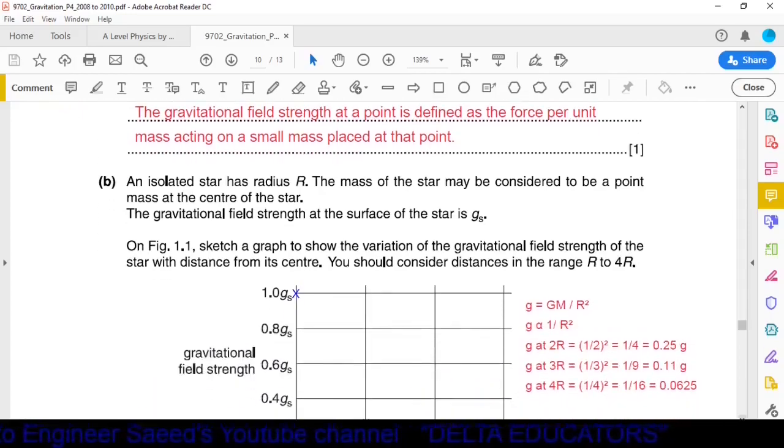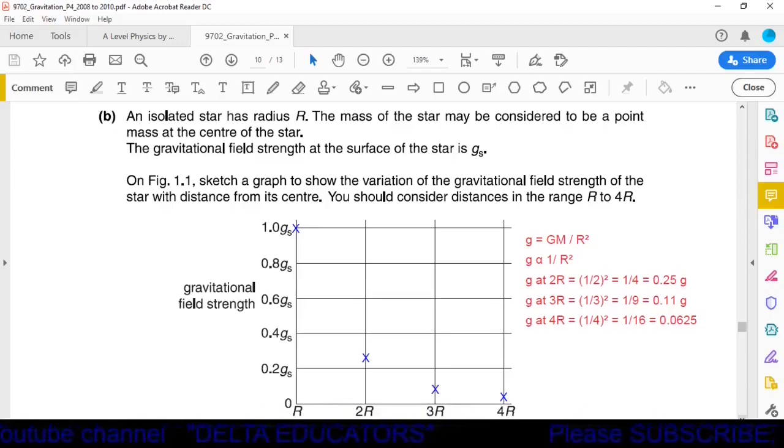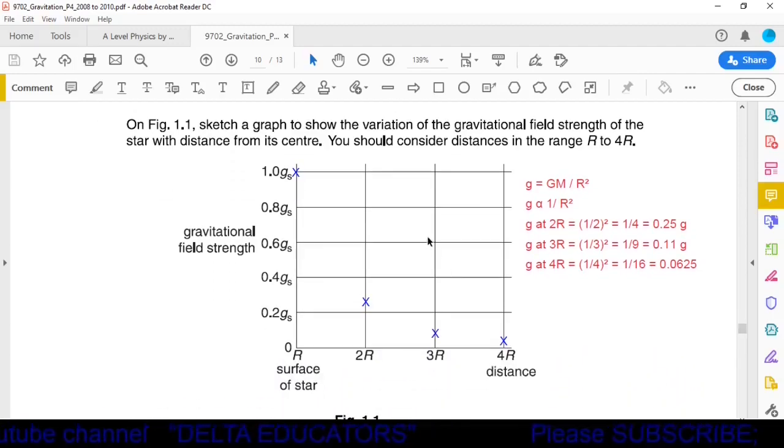Okay, next part, part B. An isolated star has radius r. The mass of the star may be considered to be a point mass at the center of the star. The gravitational field strength at the surface of the star is Gs. On figure 1.1, sketch the graph to show the variation of the gravitational field strength of the star with distance from its center. You should consider distances in the range of r to 4r.